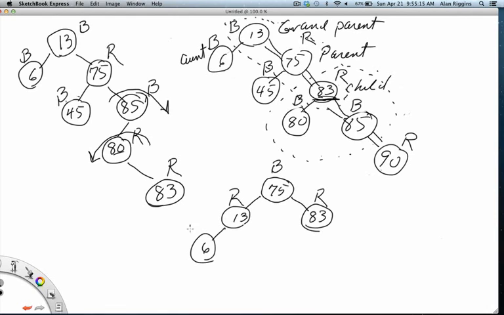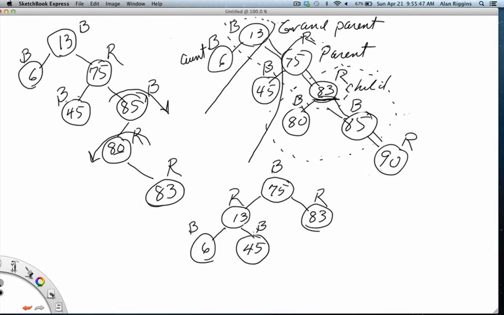It's black. Notice that the 45 has to change sides. The 45 was the left child of the 75, but it can't be any more. Therefore, it switches sides. And again, what we're looking at is what is in between the 13 and the 75. That 45 can go on either side, so it goes here. That node was black. It still is.